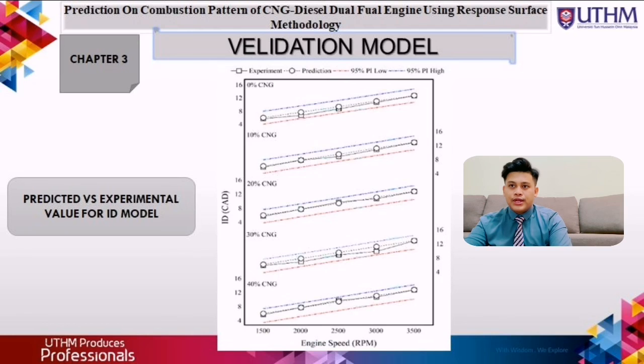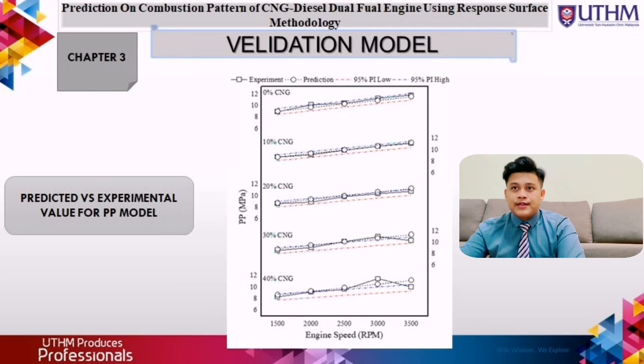The prediction model of this response is the same as the experimental data, where 1 point almost slips from the prediction interval, at 2000 rpm and 30% CNG fraction. Generally, all the points of the initial delay model's confirmation test were close enough to the experimental data. The second figure is for the peak pressure model. The experimental results for the peak pressure prediction model were within the prediction interval except for the condition of engine speed at 3000 rpm and CNG fraction at 40%, where the point observed was outside the prediction interval, and also 1 other point at 3500 rpm during the same engine speed condition.